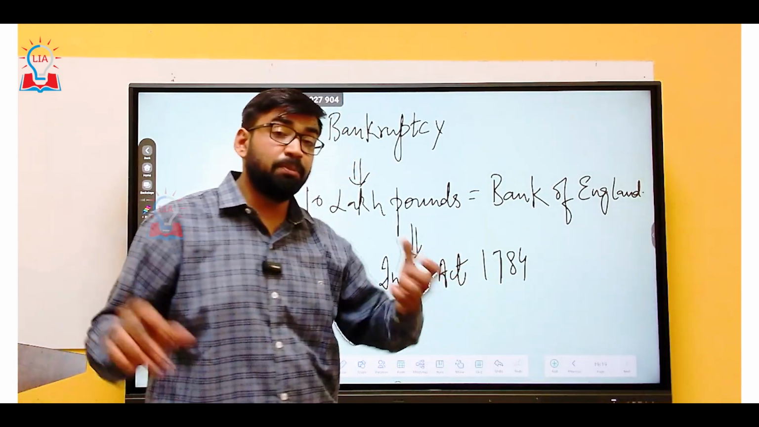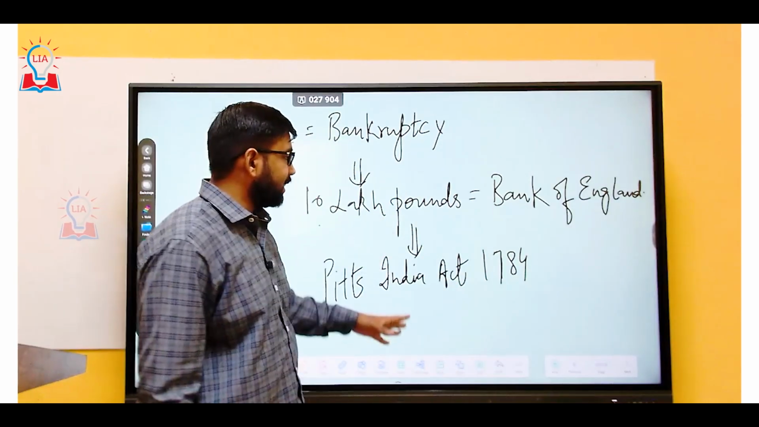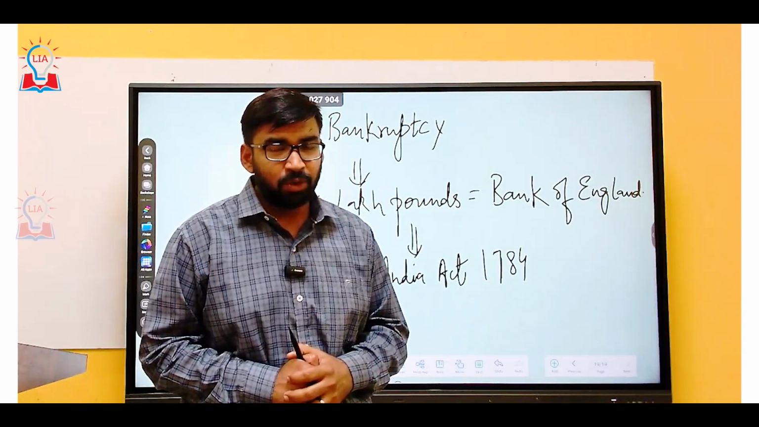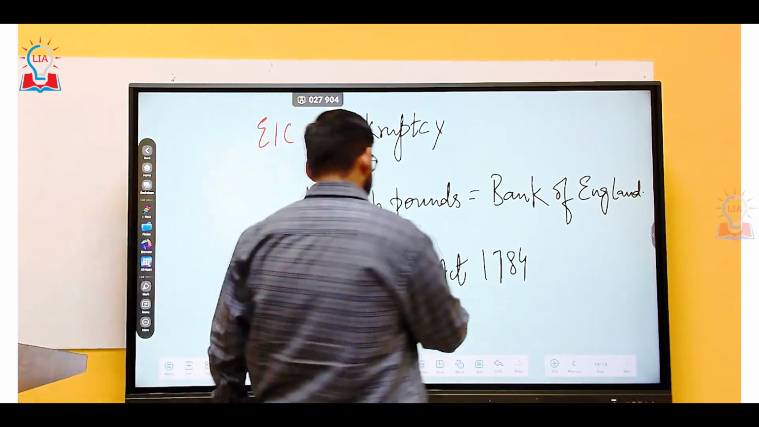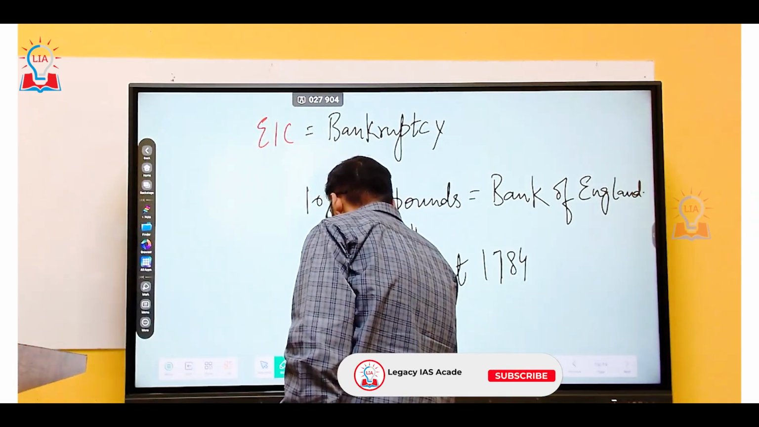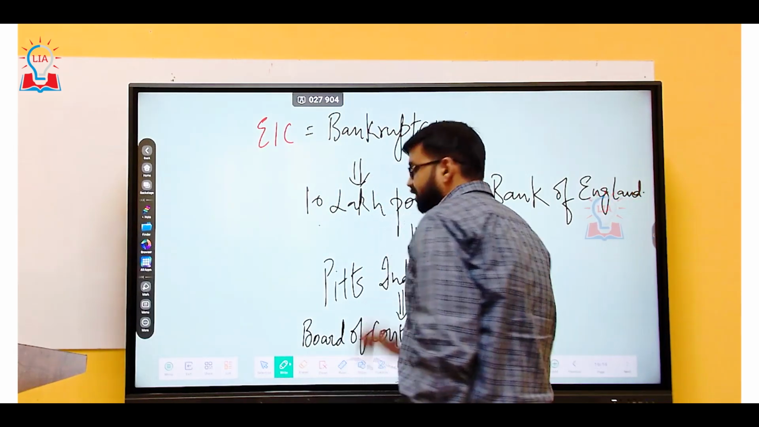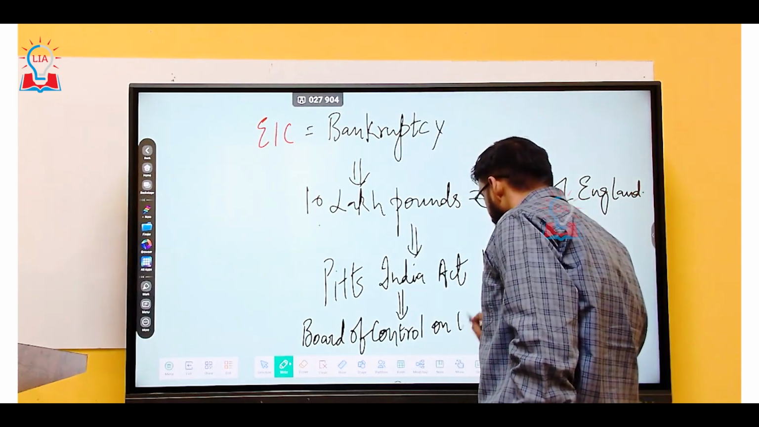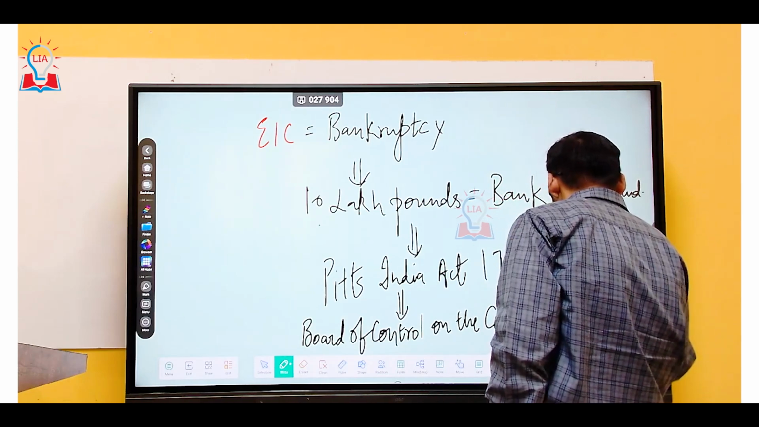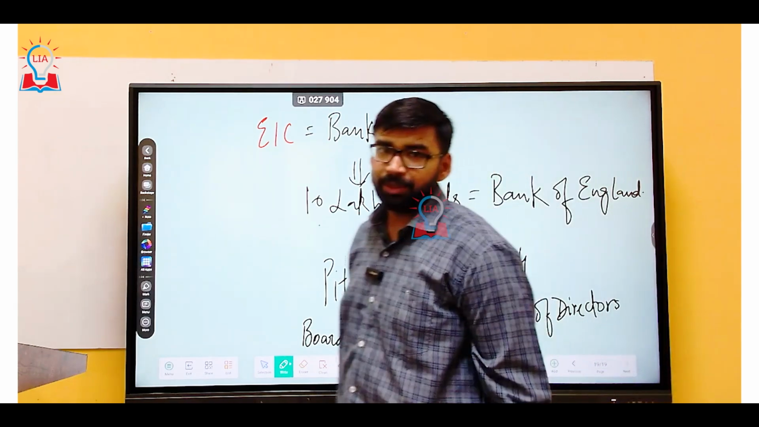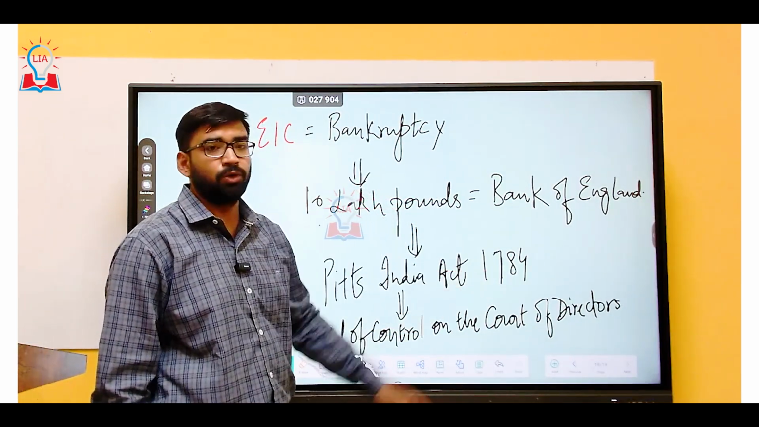And what was the important feature of Pitt's India Act in terms of revenue? In Pitt's India Act of 1784, the Board of Control was created by British Parliament. So in this act, the Board of Control was created over the Court of Directors of East India Company. Getting my point?